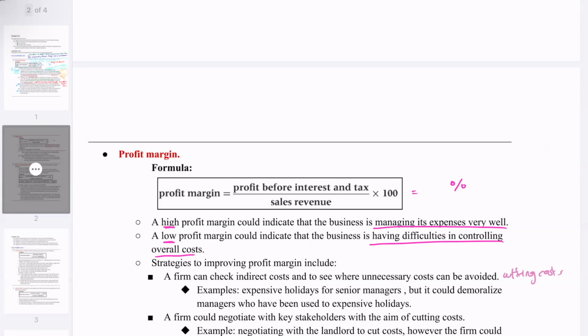The second thing they can do is that the firm can negotiate with key stakeholders on cutting costs. So basically, they're both cutting costs, but in different ways. They could negotiate with the landlord to cut costs, but this may end up having them change their location. Once they change their location, this can end up really negatively affecting the business.